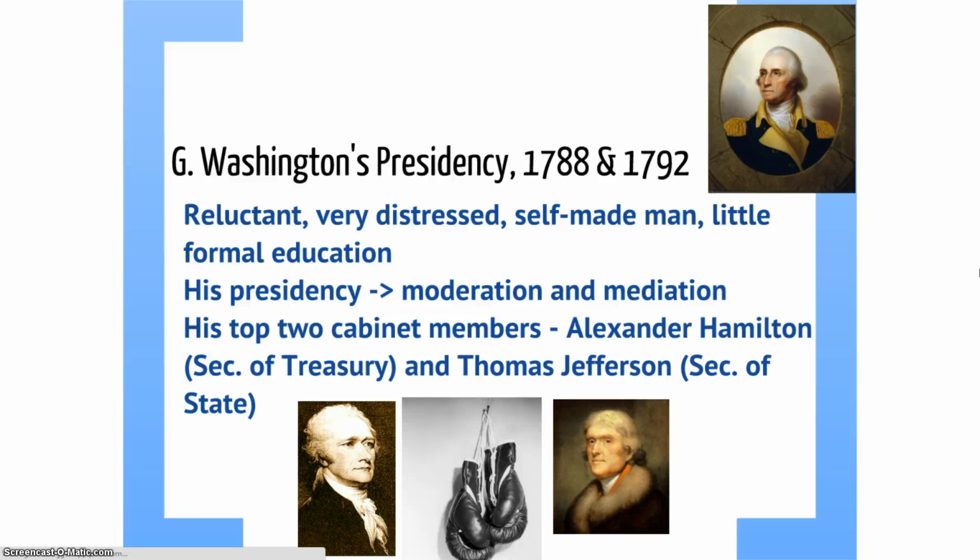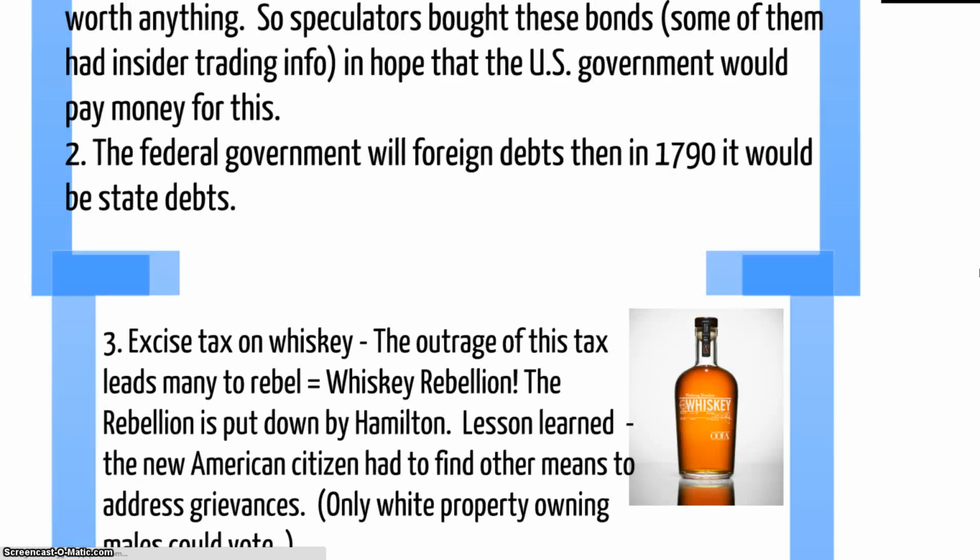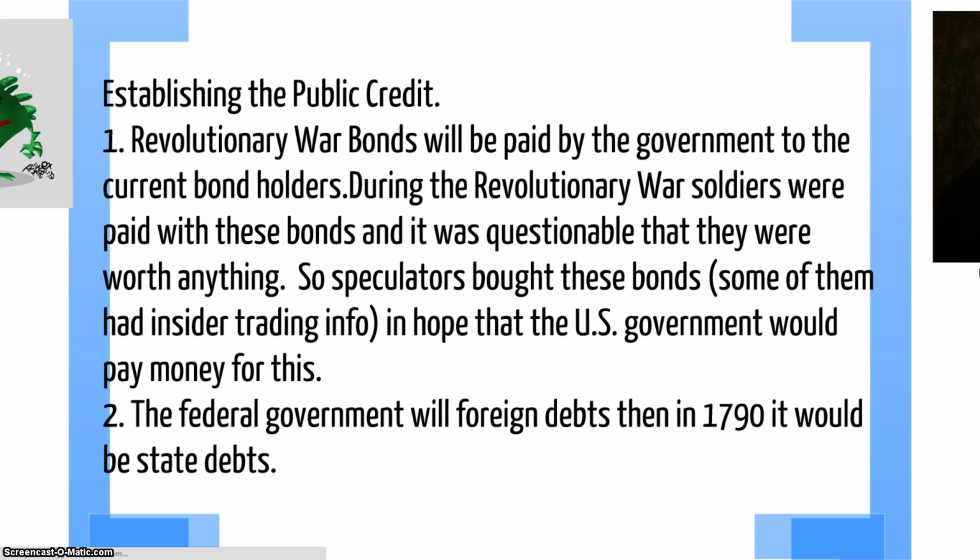During his presidency, though, he dealt with moderation and mediation because, like I said, his two cabinet members are going to be constantly fighting, and he will have to choose. So you can see the picture here of Alexander Hamilton on the left and Thomas Jefferson on the right, constantly going at each other, and he had to ultimately pick. And they had very different views.